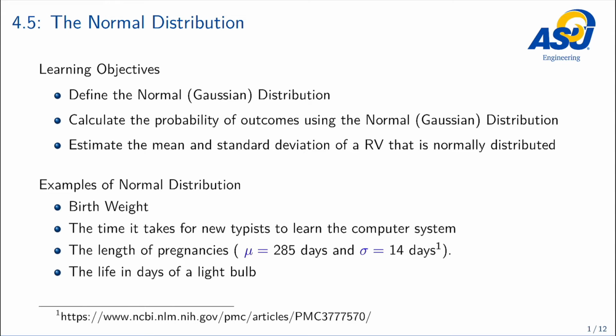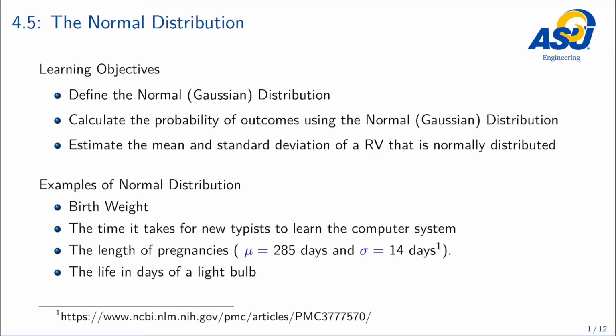Section 4.5, the normal distribution. Normal distribution is also called Gaussian distribution. And the objectives of today's video are to define the normal distribution and calculate the probabilities of outcomes using the normal distribution. Also, to estimate the mean and standard deviation of a random variable that is normally distributed.